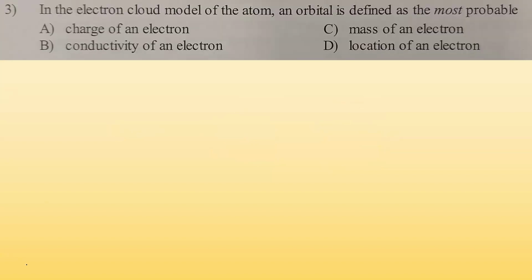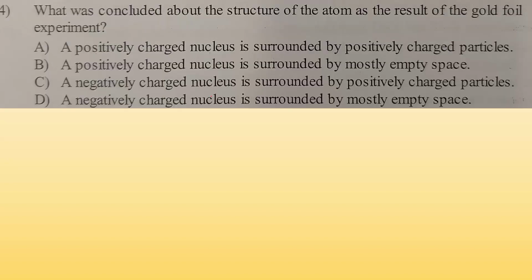Alright, 3. I'm changing my color. In the electron cloud model of an atom, an orbital is defined as the most probable, and this is just kind of a definition one, location of an electron. So it's just, that's it. Orbital is defined as the most probable location of an electron.